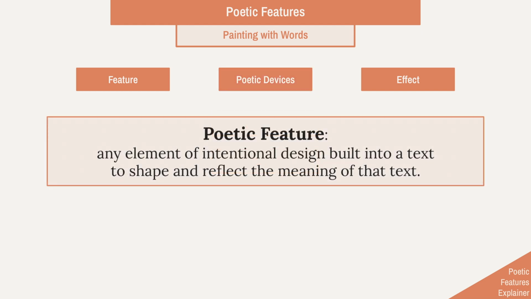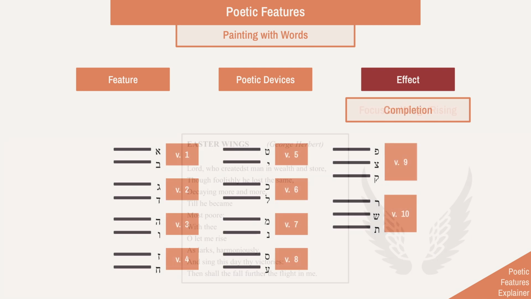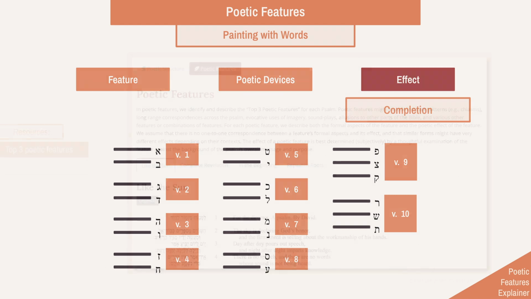So once we have a clear view of the feature, the element of intentional design, and the poetic device or devices being used, we're now ready to show the effect. The effect is the way that this feature shapes and/or reflects the meaning of the text. So in the case of Easter Wings, the wing pattern clearly reflects the central theme of wings, flight, and rising out of suffering, and brings that message into special focus. For Psalm 111, for example, the alphabet pattern gives a sense of completion, as if to say it's a complete Aleph to Tav, A to Z celebration of God's deeds.